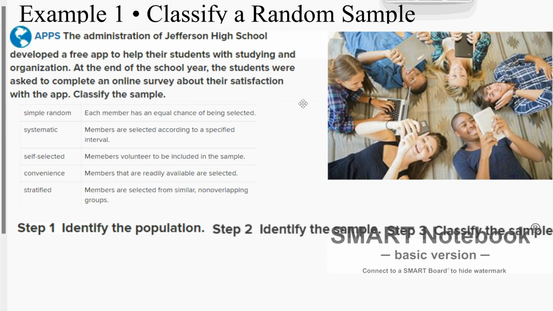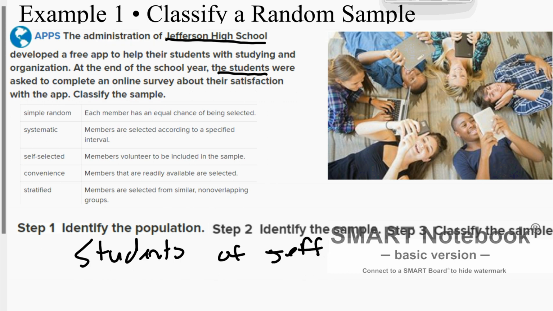Okay, so the first thing we want to do is identify the population. In this scenario, what is the population? Who are we collecting data on? The students of Jefferson High School. So that would be our population, students of Jefferson High School.